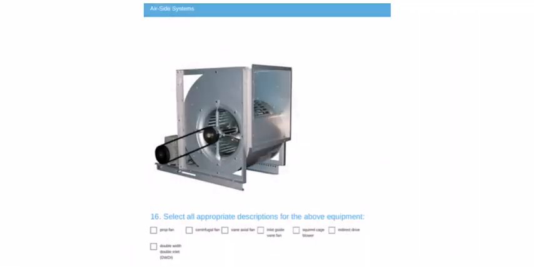Moving on to airside systems. This first question asks us for descriptions of what you see. These are the answers that we were looking for.